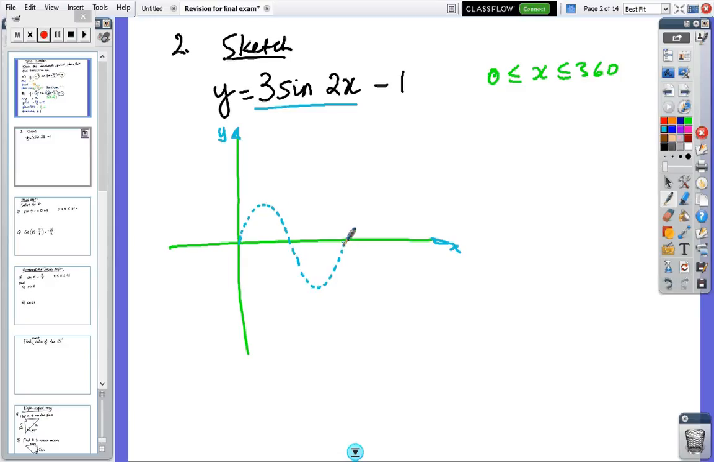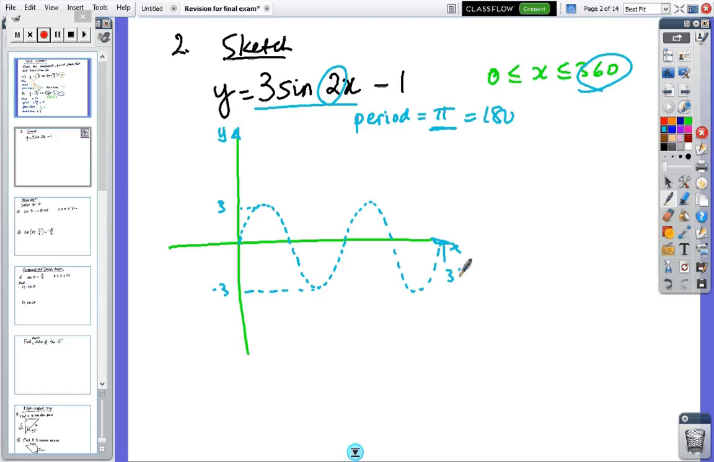that's the sine graph. Now, the period is just going to be pi, and at the moment it's 3 and minus 3. Now, the period's pi, which is 180, and I've got to go to 360, so I've got to do another lap. So there's my 360 now, and that's my lap at 180. Okay. Right, so that's what I've done there in that dotted line, 3 sine 2x, and then I've just got to move every point down 1. So 3 becomes 2, and minus 3 becomes minus 4. Okay, and 0 becomes minus 1.